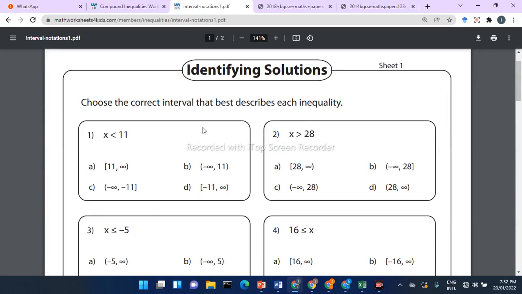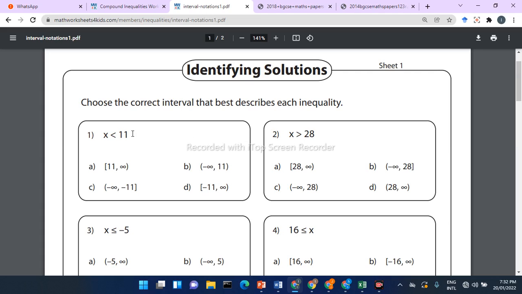Let's consider this exercise sheet. This is a very important one. It says choose the correct interval that best describes each inequality. Choose the correct interval that best describes each inequality.